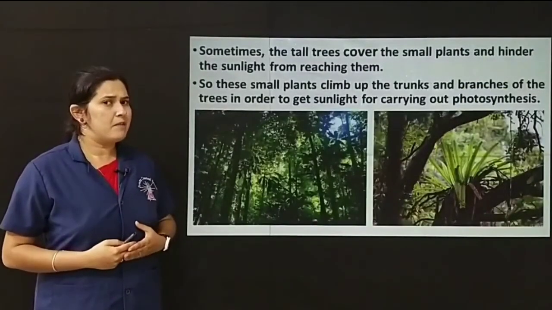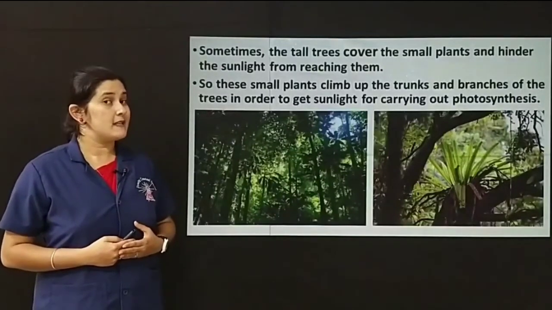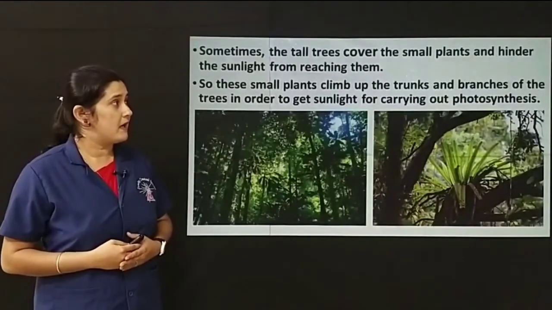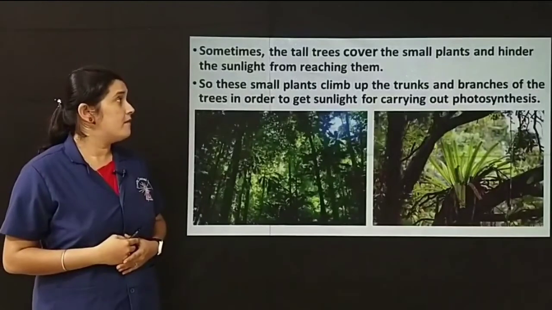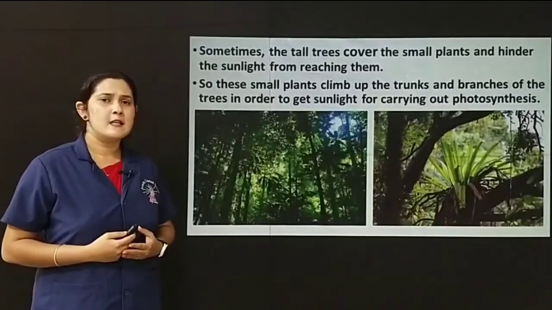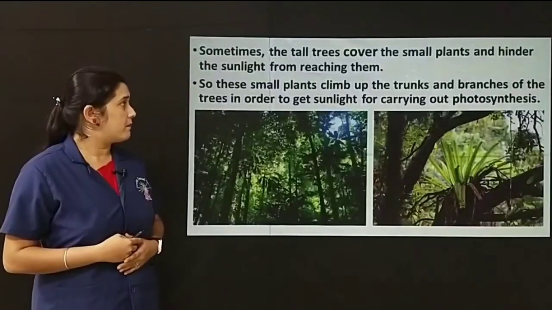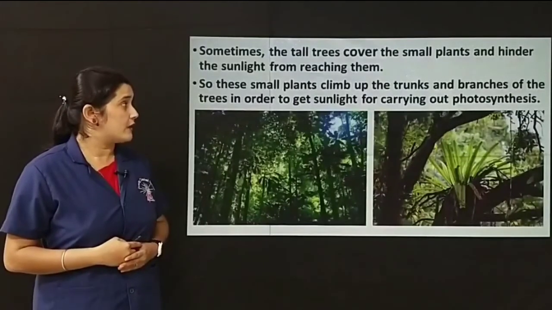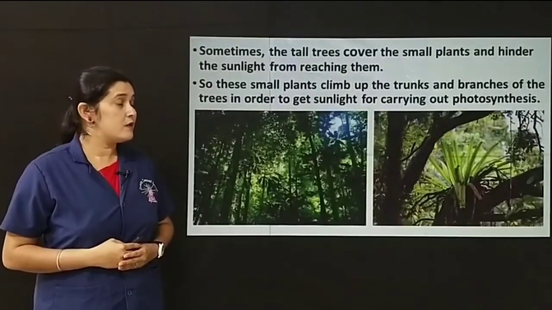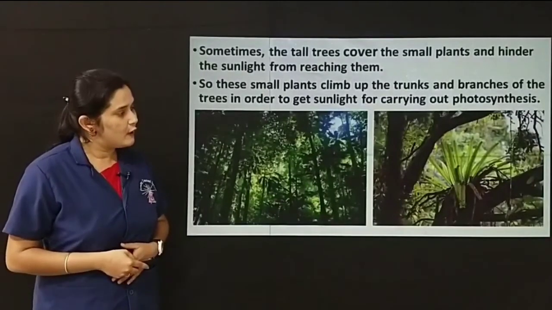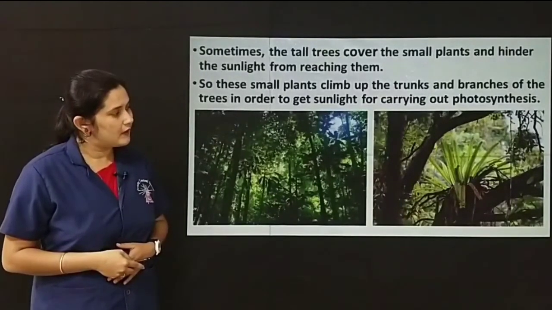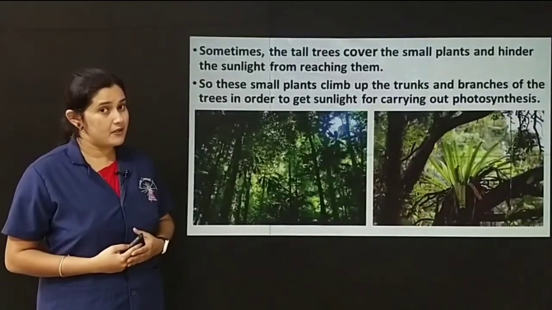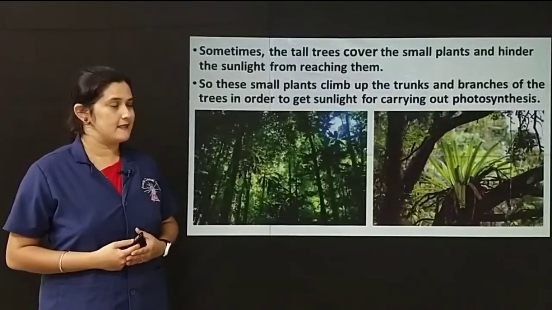What about the small plants in the rainforest? How do they survive? Sometimes the tall trees cover the small plants and hinder the sunlight from reaching them. So what do these small plants do? So these small plants climb up the trunks and branches of trees in order to get sunlight for carrying out photosynthesis. Here you can see the small plants on the branches of the tree. They climb up on the branches to carry out photosynthesis.